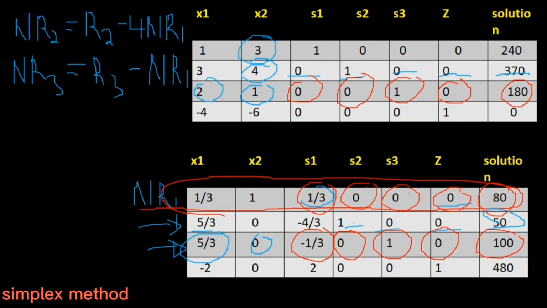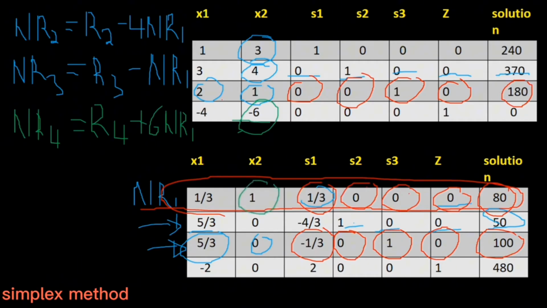Then let's find the new R4. New R4 is equal to what? We are having this R4, that is this one. That is R4 plus 6 new R1. Since we already have a negative 6 here and our objective is to have a 0 at this level, that is negative 6 plus 6 is 0. Okay, this negative 6 plus 6 times 1, that is 0. We take this negative 4 plus 6 times 1/3 is equal to negative 2.